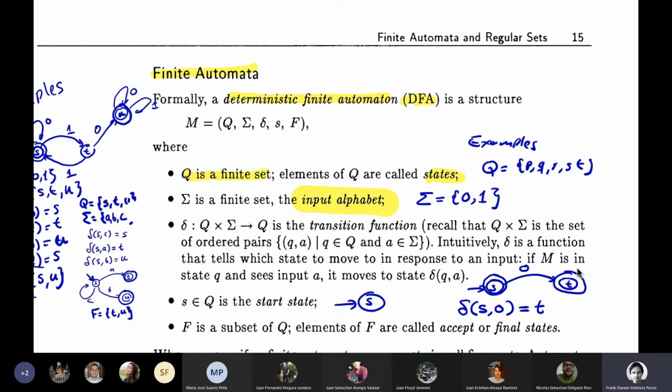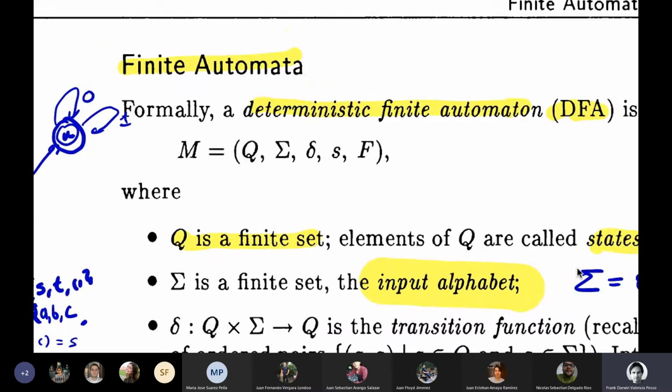Okay, so we have a tuple, and in that tuple we have a set of states, Q, the alphabet. This delta function, which is very important, is the transition function. This is the initial state, S, and a set of final states, F. So we call this a deterministic finite state automaton. And notice that there is only one initial state, and there might be several final states.